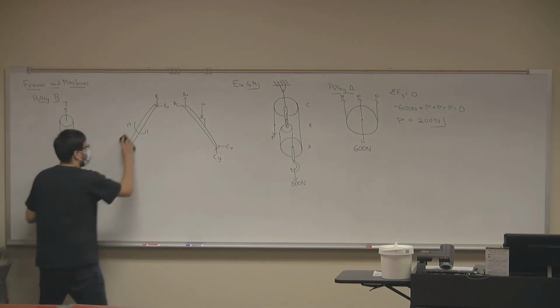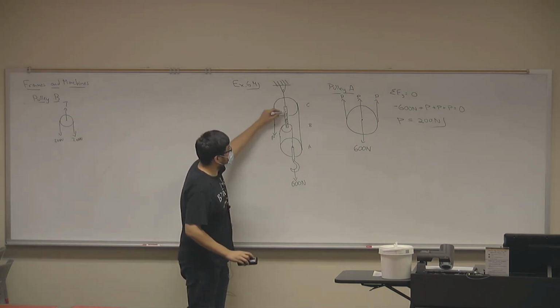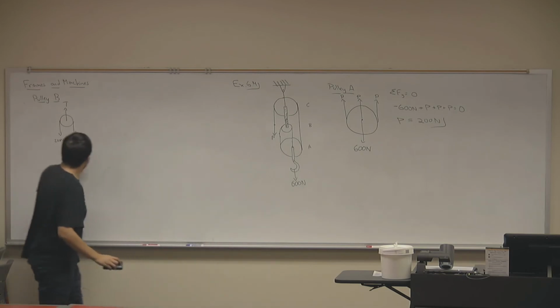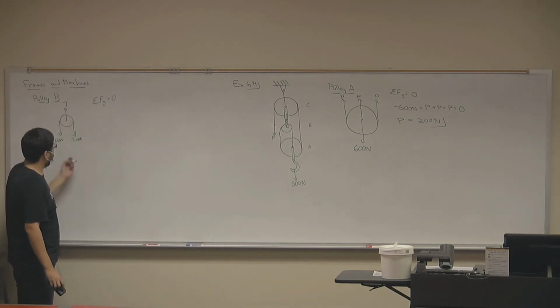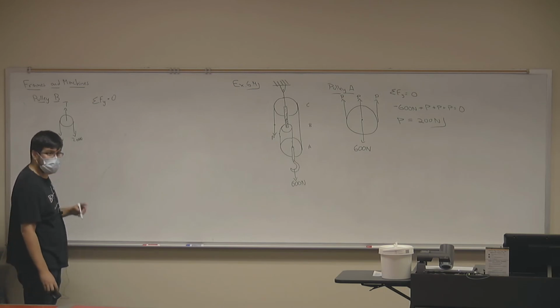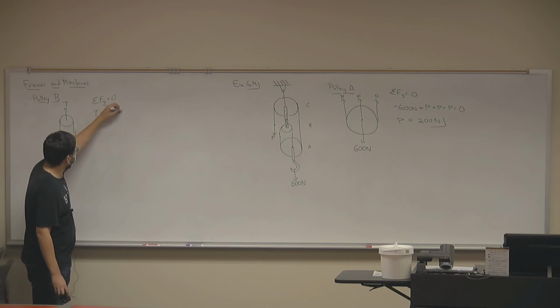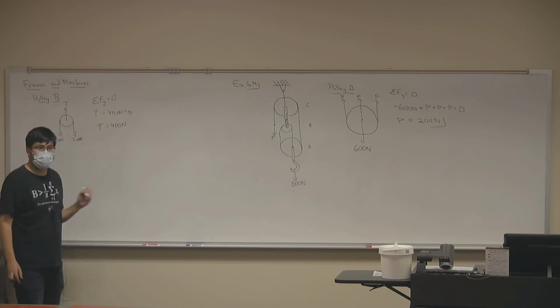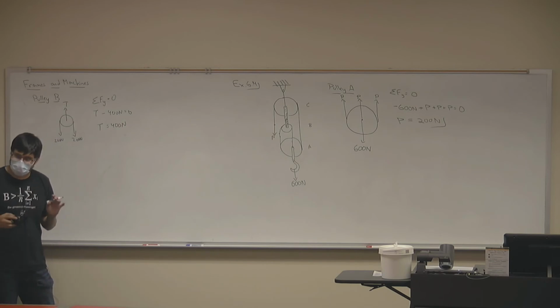So, if I want to find the tension that this element is experiencing, I can do the sum of forces in the y direction. And what do I get in the y direction? 2P, which is 400, minus T equals 0. T just equals 400 newtons. Does that make sense so far? It's not that complicated, right? It's more of trying to figure out what's the right member to study.